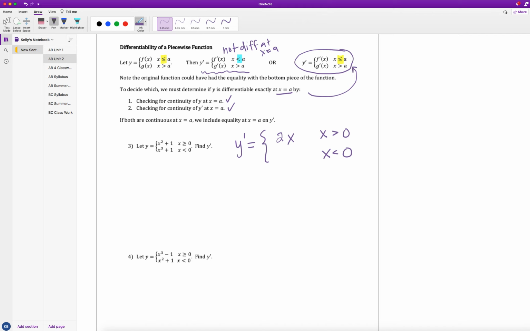Now we can also take the derivative of x cubed plus 1. Again, we can use the power rule and we'll get 3x squared, and then we'll still have x is less than 0. For sure, we're at least at minimum guaranteed this for y prime.